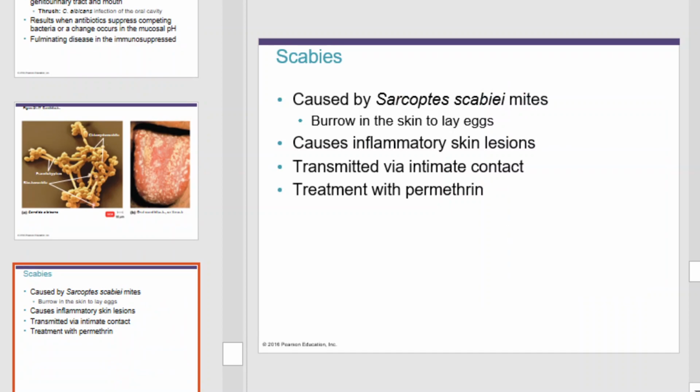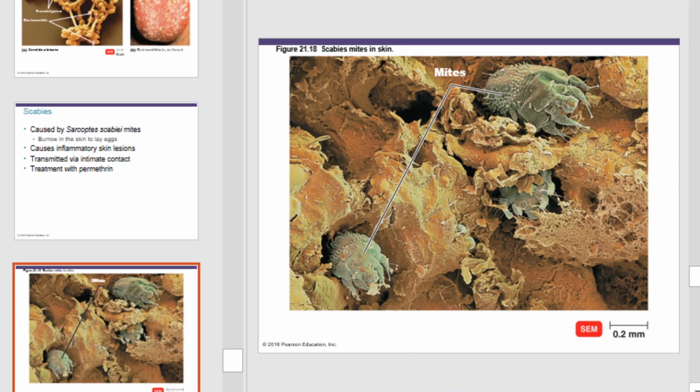Scabies. Scabies is caused by Sarcoptes scabiei mites. These are literal insects that can burrow into the skin and lay their eggs. It causes inflammatory skin lesions and is transmitted via intimate contact. It's treated with permethrin. This is what scabies looks like.